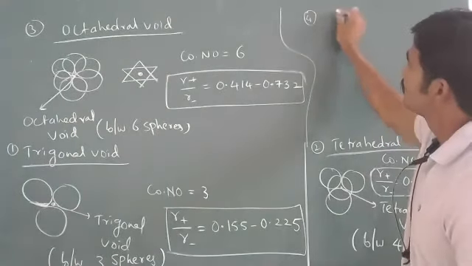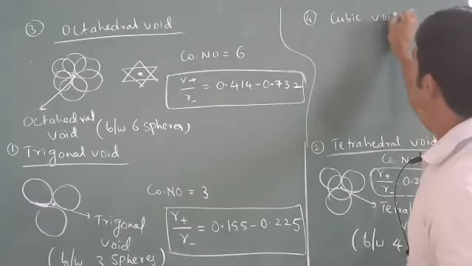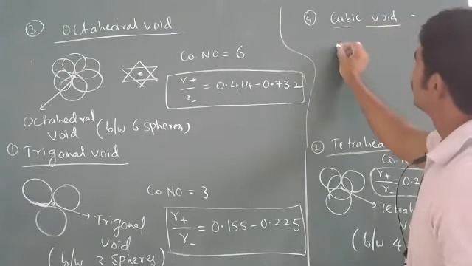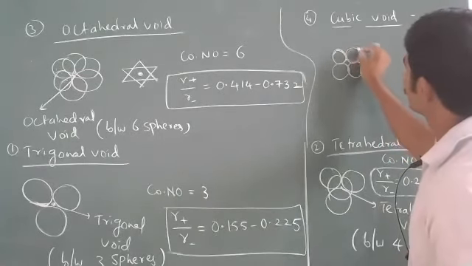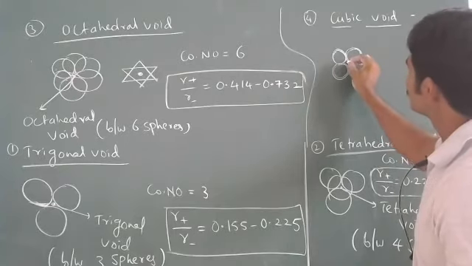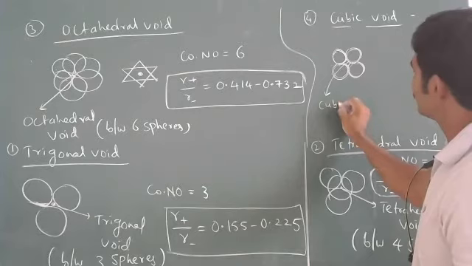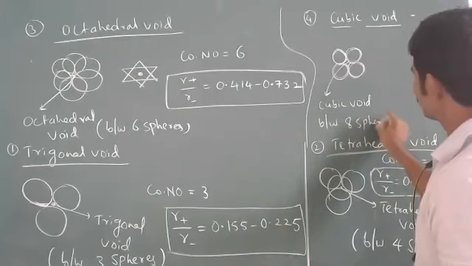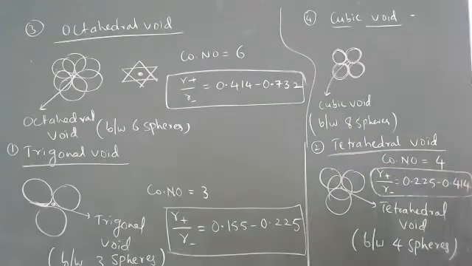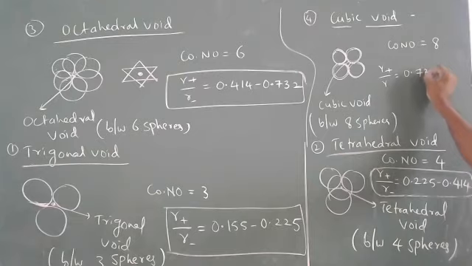So last one is cubic void. Cubic void is between 8 spheres. This is a cubic void between 8 spheres. Now coordination number here is 8. So radius ratio value is 0.732 to 1.